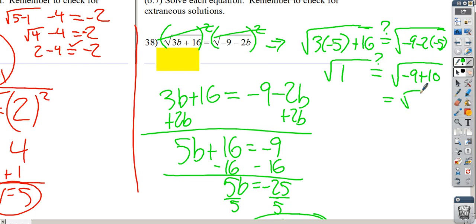So that equals the square root of 1. So the square root of 1 does equal itself. That means negative 5 did work as a solution, it's not extraneous. Okay, in the next and final video we will finish this practice test with the other problems on 6.7.